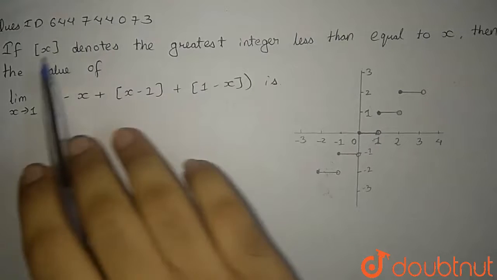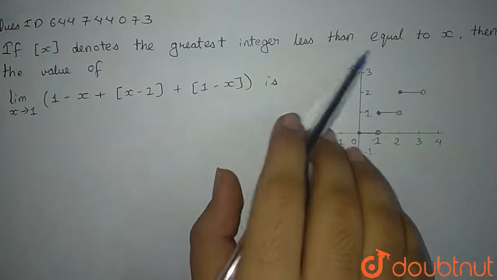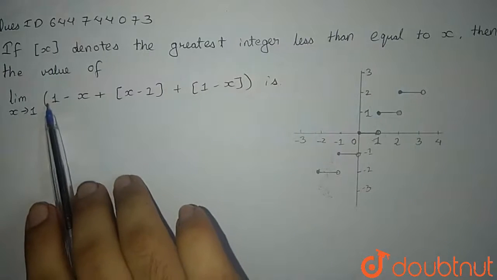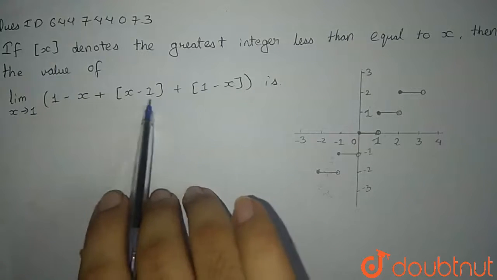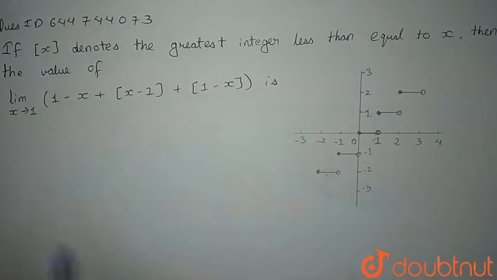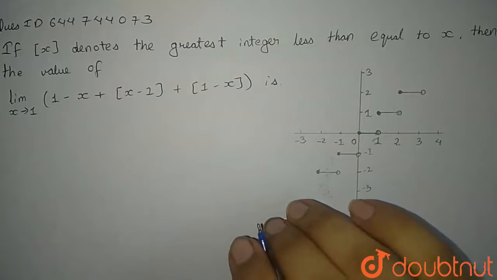So the question is: if greatest integer of x denotes the greatest integer less than or equal to x, then the value of limit x tends to 1 of 1 minus x plus greatest integer of x minus 1 plus greatest integer of 1 minus x is. So let me first tell you what the greatest integer function is.